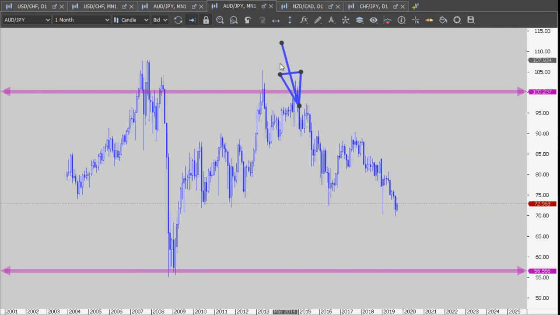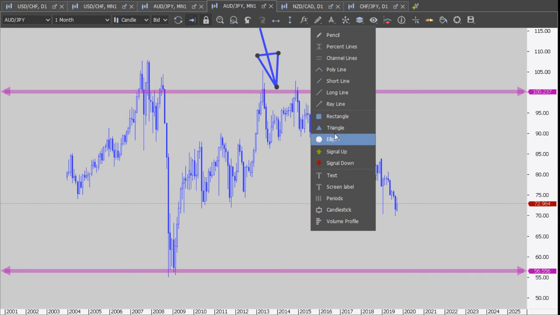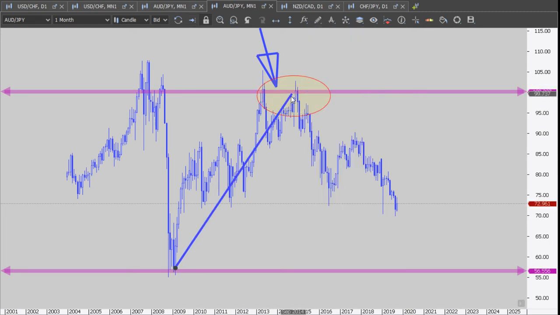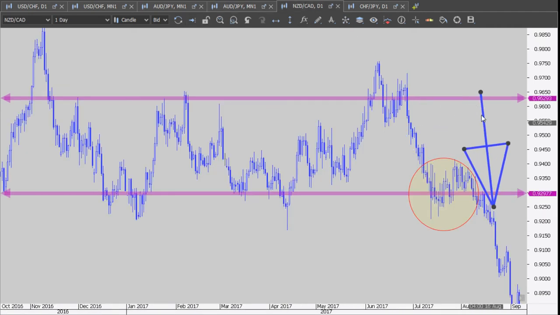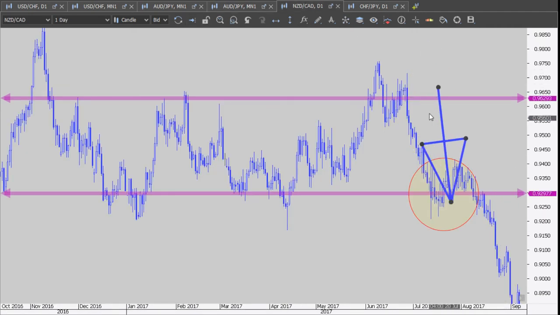from the monthly, it touched the upper band. This is how the forex market works until proven contrary or otherwise. The AUDJPY must fall, NZDCAD must fall. These kinds of mistakes are not okay, everybody.